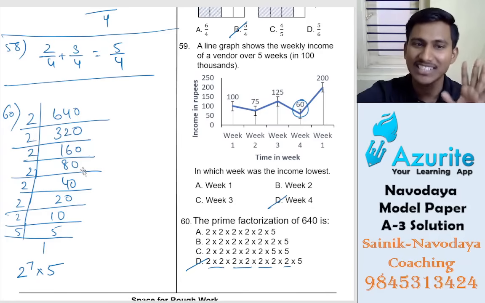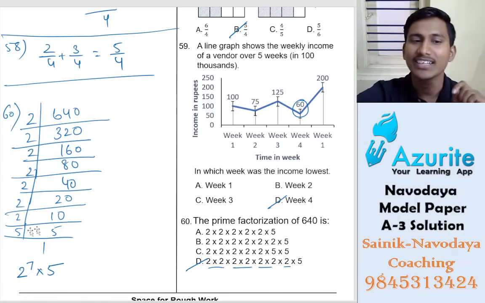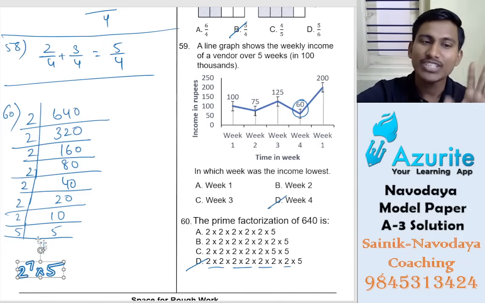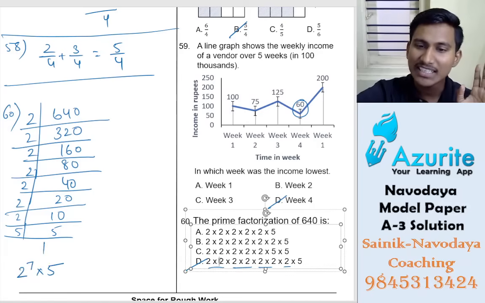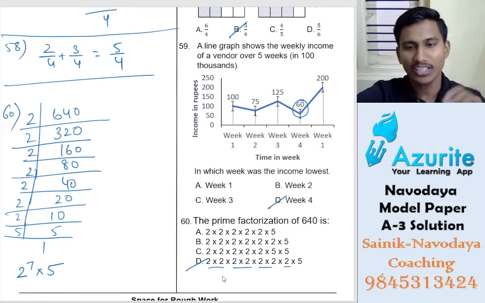2 8s are 16, 80. 2 4s are 8. Now 2 20s are 40. 2 10s are 20. 2 5s are 10. 5 1s are 5. So 2 is how many times? 2 is 7 times. So 2 power 7 and 5 is 1 time. So here in option D it is 2, 7 times. So 2 4 times, 6 times here, then 7 times. So 2 is 7 times in option D. Option D is the answer. Okay? Understood?